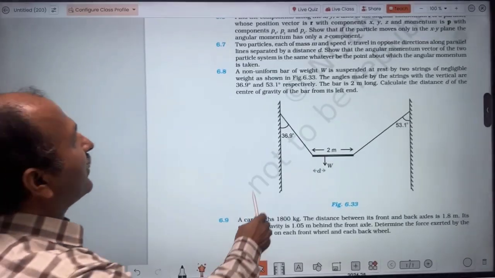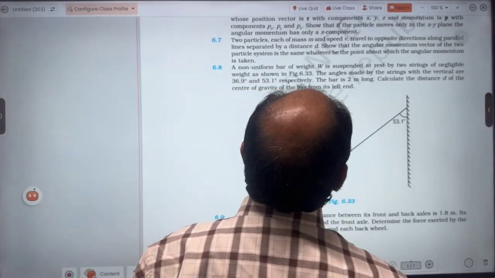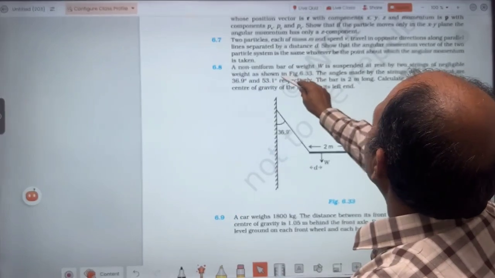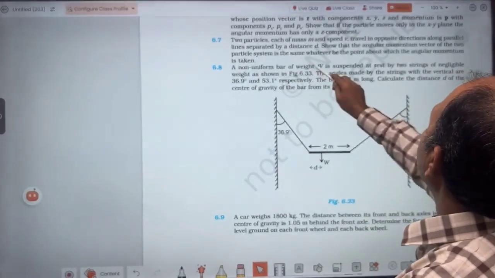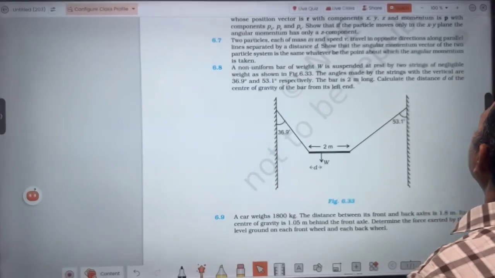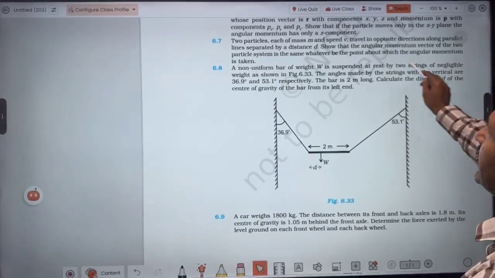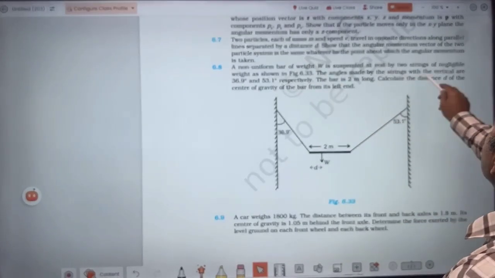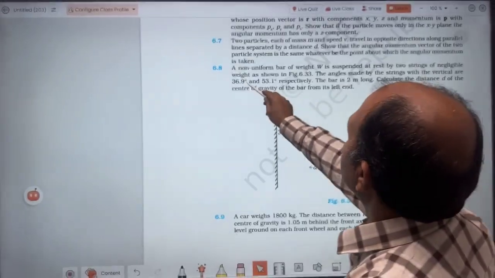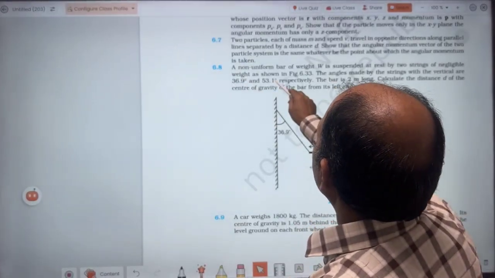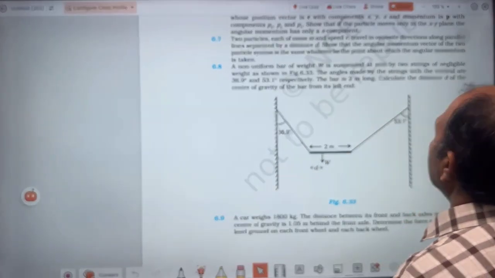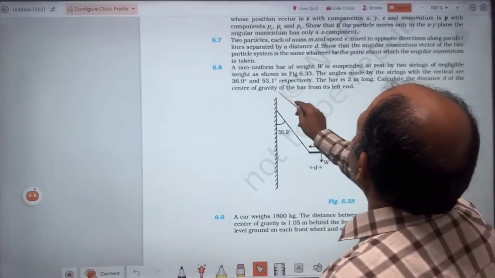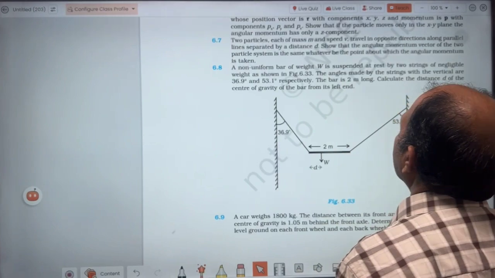Now we are going to see this question. This question says a non-uniform bar of weight W is suspended at rest by two strings of negligible weight as shown in the figure. The angles made by the strings with the vertical are 36.9 degree and 53.1 degree respectively. The bar is 2 meter long. Calculate the distance d of the center of gravity of the bar from its left end.